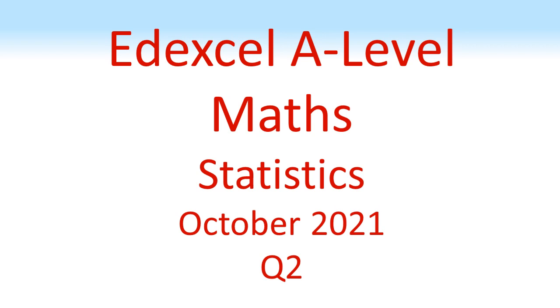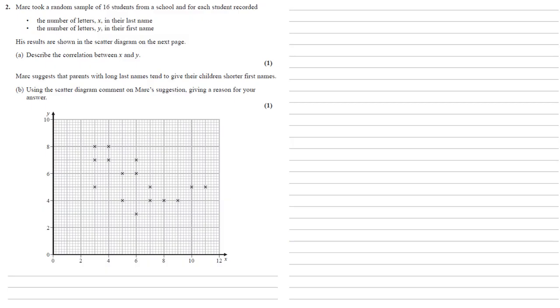Edexcel A-Level Maths Statistics, October 2021, Question 2. Mark took a random sample of 16 students from a school and for each student recorded the number of letters X in their last name and the number of letters Y in their first name. His results are shown in the scatter diagram.